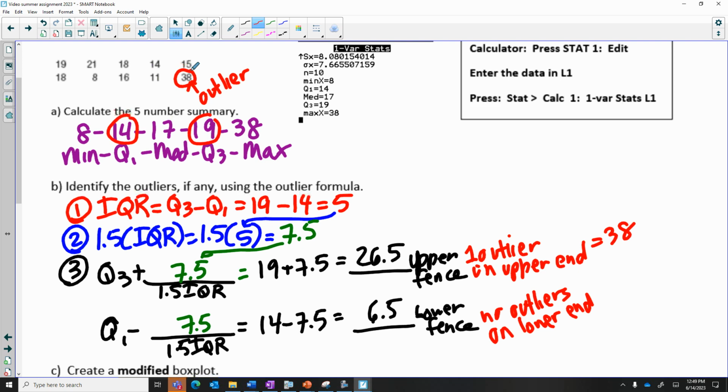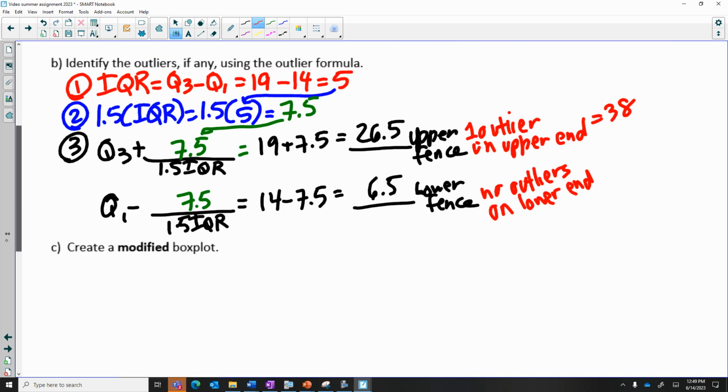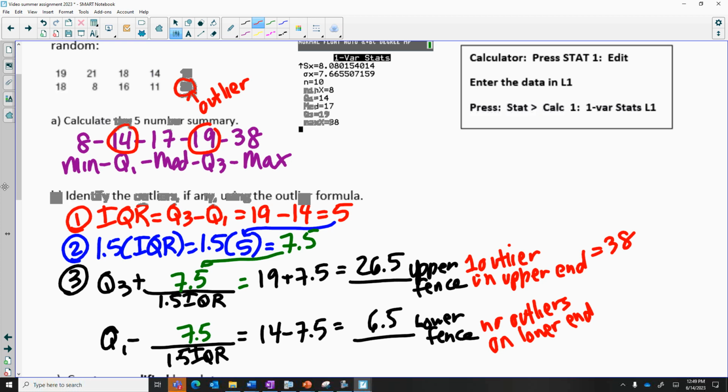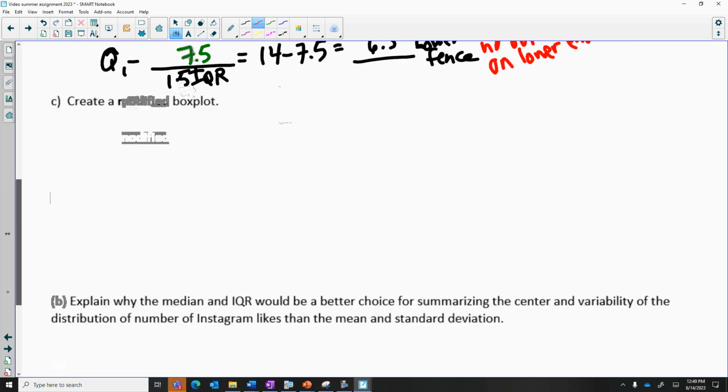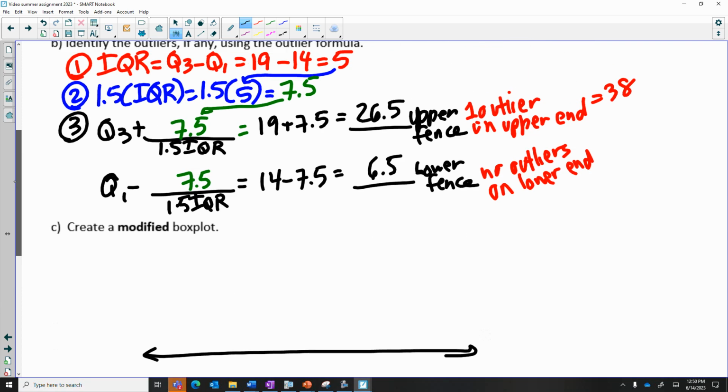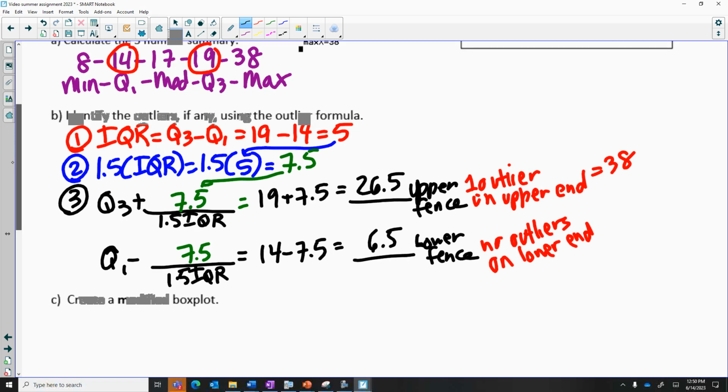So it says down below, create a modified box plot. So just remember our range of values is between 8 and 38. So when you make your horizontal axis, you want to make it go from 8 to 38, but you don't want to put in only the numbers in the 5-number summary, 8, 14, 17, 19, 38. Who counts like that? We don't.